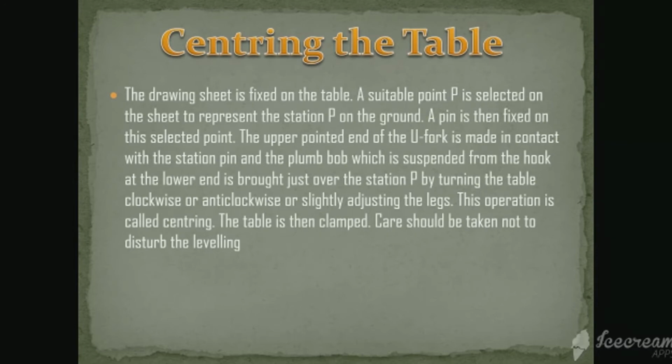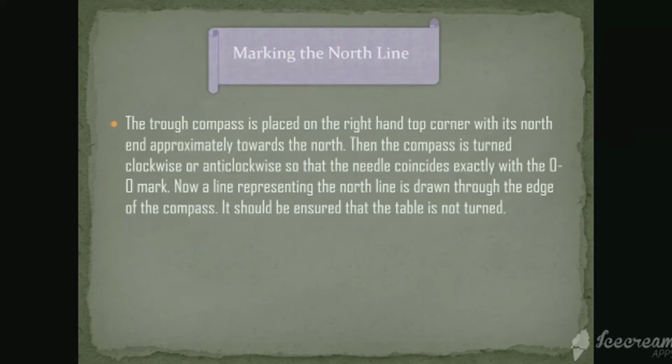Centering the table. The drawing sheet is fixed on the table. A suitable point P is selected on the sheet to represent the station P on the ground. A pin is then fixed on this selected point. The upper pointed end of the U-fork is made in contact with the station pin, and the plumb bob, which is suspended from the hook at the lower end, is brought just over the station P by turning the table clockwise or anti-clockwise or slightly adjusting the legs. This operation is called centering. The table is then clamped. Care should be taken not to disturb the leveling.